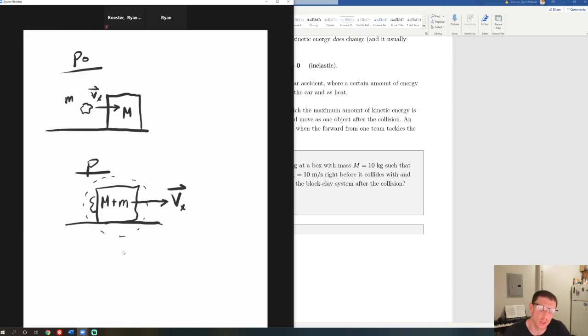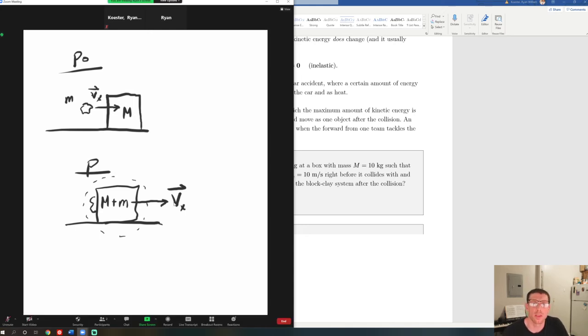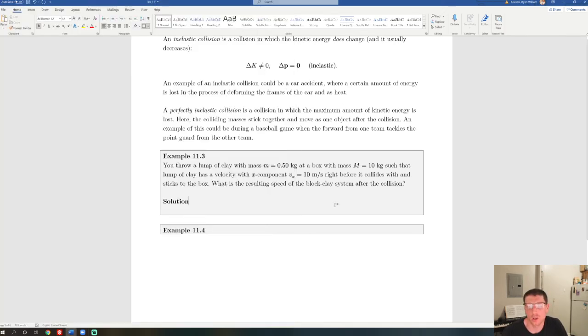But this is the picture of what's happening, right? And it's useful to make a sketch and think about what this looks like. And so with that out of the way, I'll come back to actually solving the problem here.